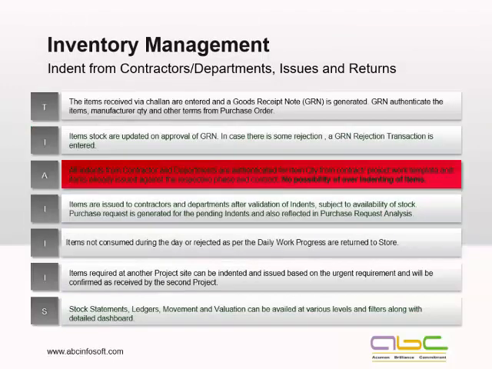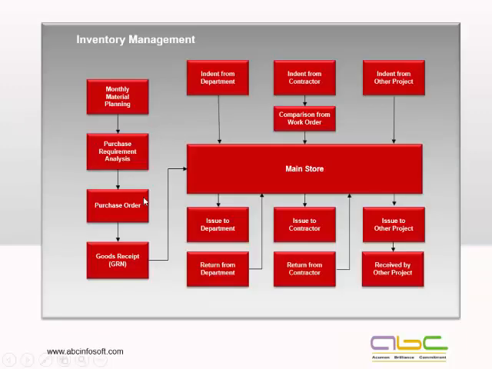Again, in inventory management, once we receive material from a vendor through the GRN, there would be an indent from either departments or contractors, or it could be an indent from other projects. In the case of contractors, which is most of the cases, we'll be comparing it with the work order. The system will show you the total work order quantity for this particular work and phase, how much we have already issued, and what balance remains to be issued. So the system will never allow any indent more than the quantity defined in the contract and the BOQ.